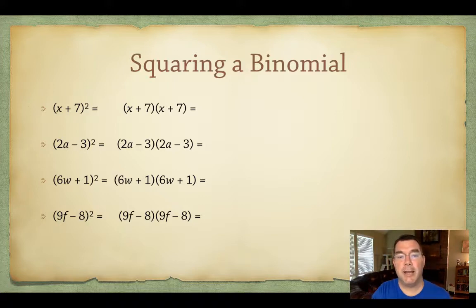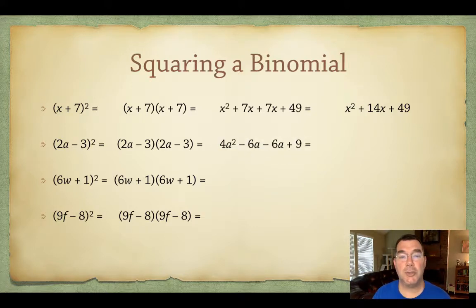If I multiply the two x plus 7s together at the top, I'm going to use either method that we talked about in multiplying polynomials, and I will get x squared plus 7x plus another 7x plus 49. And that equals x squared plus 14x, because I can collect the x's, plus 49. In the second example, if I multiply that out using the strategies that I know, I will get 4a squared minus 6a minus another 6a plus 9, and that simplifies to be 4a squared minus 12a plus 9.